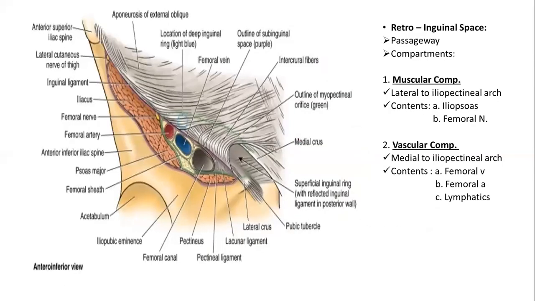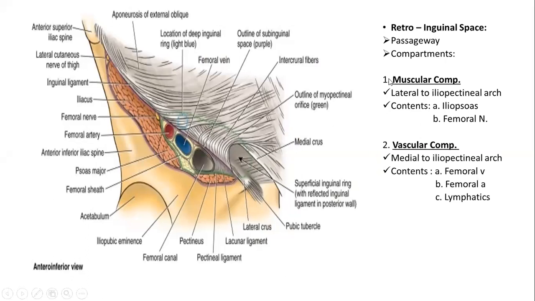This diagram is very important and is basically here to show you retroinguinal space. Now, what is that? Retroinguinal space. Retro, behind. What? Inguinal ligament. So it is a passageway present just behind or underneath the inguinal ligament.